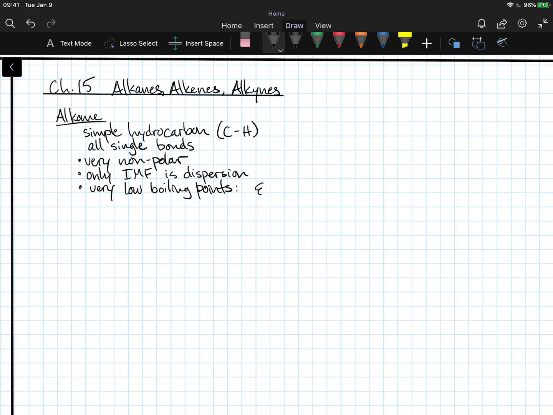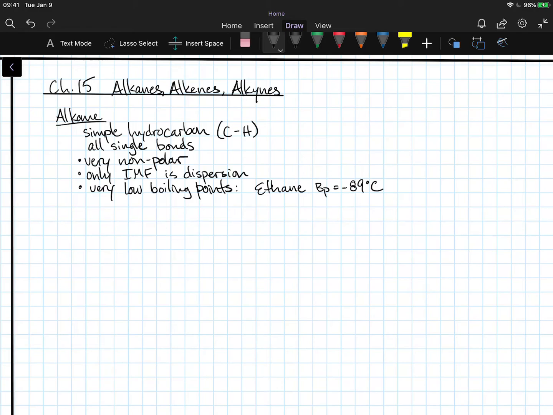So one example is ethane, which is C2H6. So it's a simpler hydrocarbon. It's very low molecular weight. Its boiling point is negative 89 degrees Celsius. So it's almost always going to be in the gas state unless we get down to negative 89 degrees Celsius, then it'll be in the liquid state.